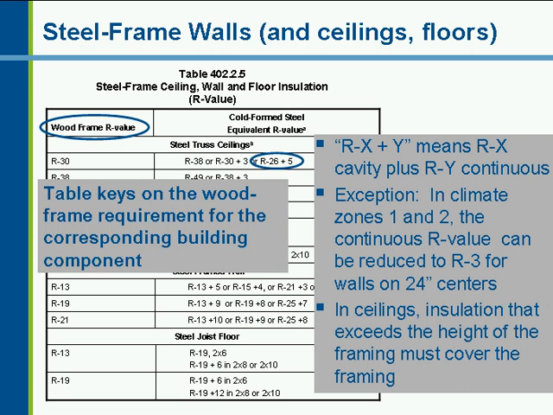As I mentioned, when it says R26 plus 5, that means the first number can be cavity, and you must have at least the second number, R5, that covers the framing itself and is continuous along the ceiling or wall or whatever. There is an exception in the southern climate zones. You can reduce that second number, that continuous number, down to R3, regardless of what it is in the table, if you're using walls that are on 24-inch centers, meaning you have less of the wall area taken up by the steel framing. And in ceilings, insulation that exceeds the height of the framing is required to cover the framing. You can't just put a batt stacked up high with gaps in between it over the framing members. You must cover the framing members if the thickness would allow it.